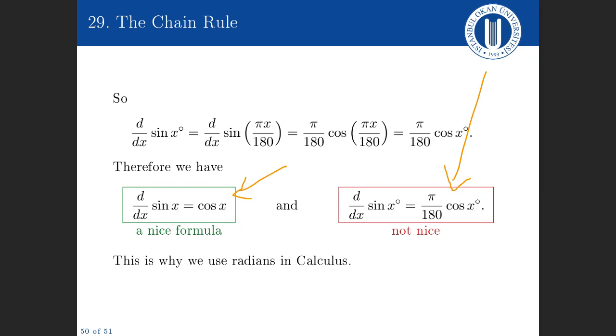And if we were doing lots of derivatives in our calculation, we'd end up with lots of pi's, lots of 180s, and the calculation would become a mess. This is why we use radians in calculus, so that we can use this nice formula for the derivative of sine and similarly a nice formula for the derivative of cos.